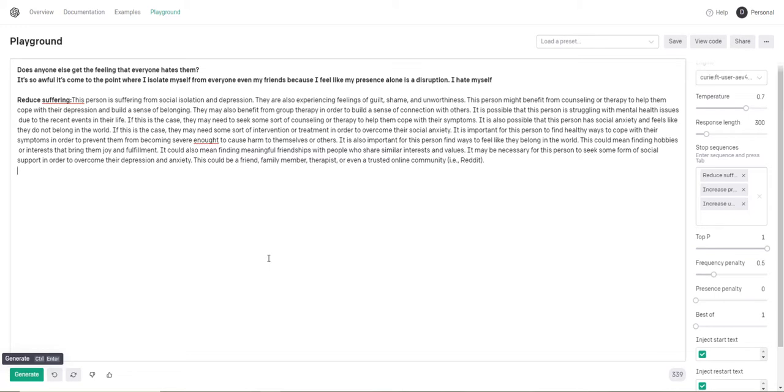It is possible that this person is struggling with mental health issues due to their recent events in their life. If this is the case, they may need to seek out some sort of counseling or therapy to help them cope with their symptoms. It is also possible this person has social anxiety and feels they do not belong in the world. If this is the case, they may need some sort of intervention or treatment in order to overcome their social anxiety. It is important for this person to find healthy ways to cope with their symptoms in order to prevent them from becoming severe enough to cause harm to themselves or others.